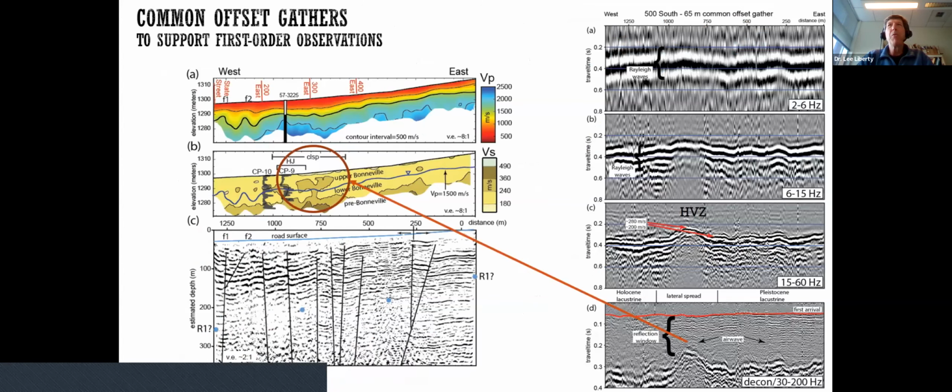Just to emphasize a little bit more about these common offset gathers, you can plot common offset gathers at a range of pass bands just to look at your signal quality, which I find to be very useful. Here's a 2 to 6 hertz bandpass filter, and you can see indeed that we have Rayleigh wave signals down at the pass band between 2 and 6 hertz. Those are wavelengths on the scale of about 100 meters.